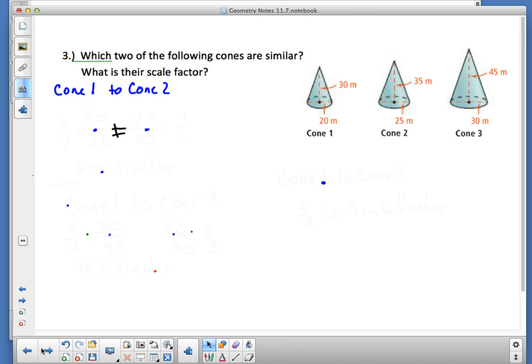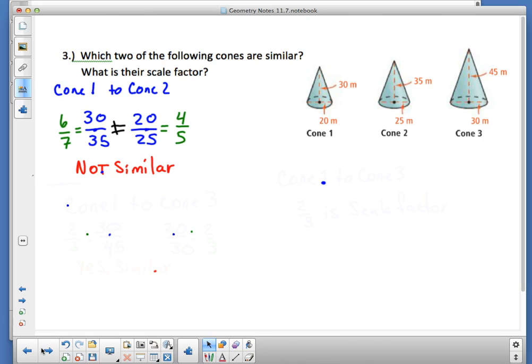So in doing this, I look at cone 1 and it's got a height of 30 and cone 2 has a height of 35. Cone 1 has a diameter of 20 and cone 2 has a diameter of 25. I'm going to use those. And I kind of gave you a hint, they're not congruent, they are not equal. 30 to 35 reduces to 6 to 7, and 20 to 25 reduces to 4 to 5, and those are not the same, so they can't be equal. So I know they are not similar based on that information.